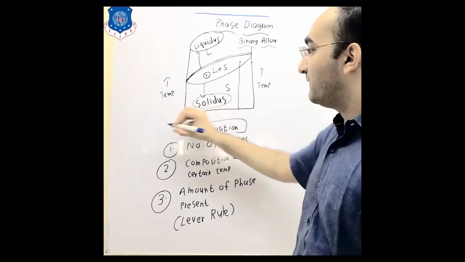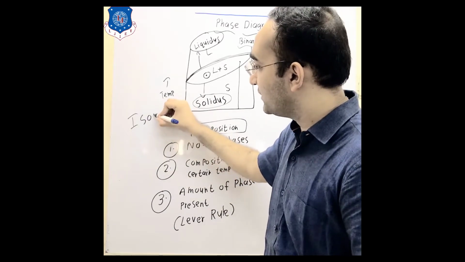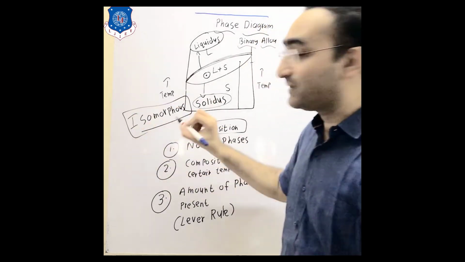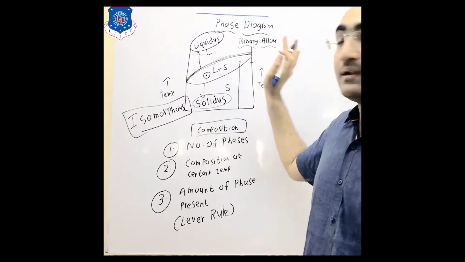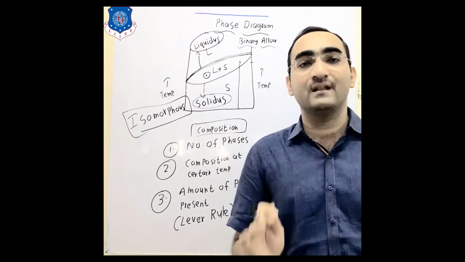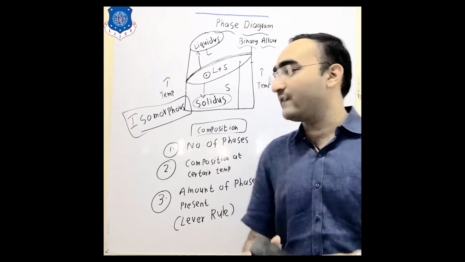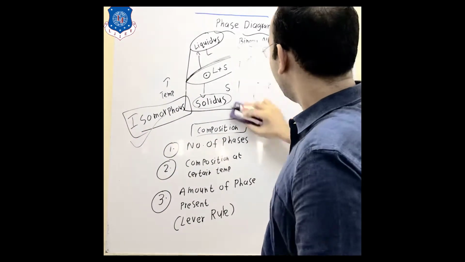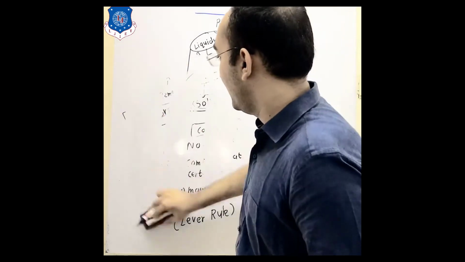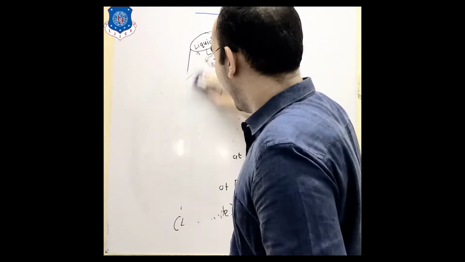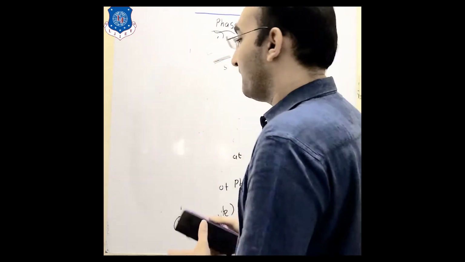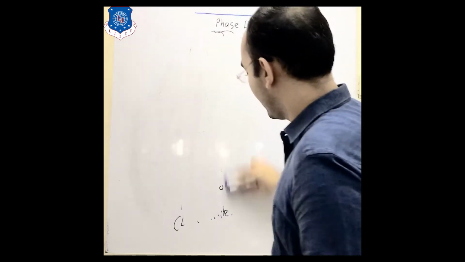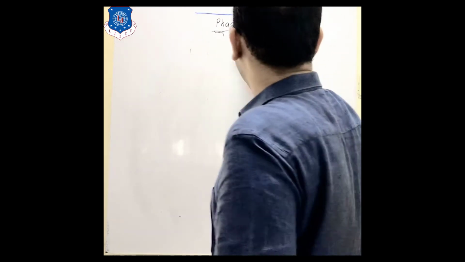The second name of this diagram is the isomorphous phase diagram, or the binary alloy phase diagram. It is one and the same thing, but particularly for this we will be using it as an isomorphous phase diagram. So now let us see how the phase diagram is made. Let us take an example.